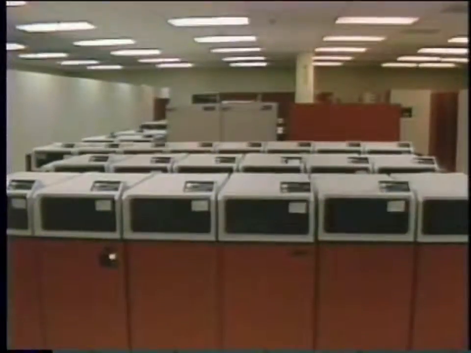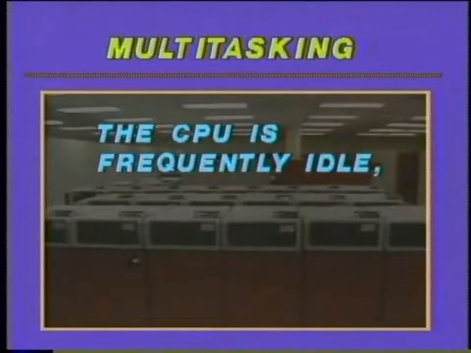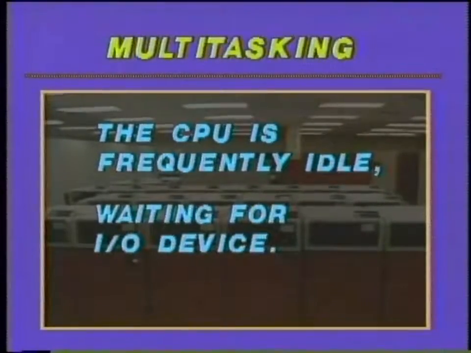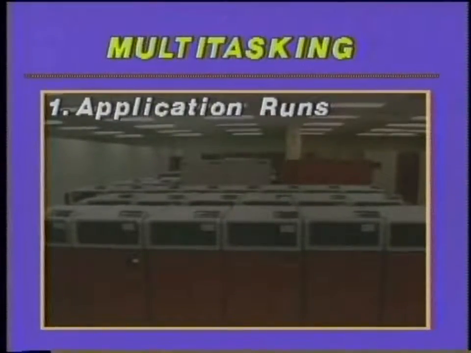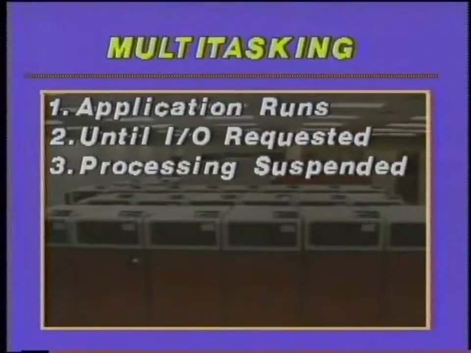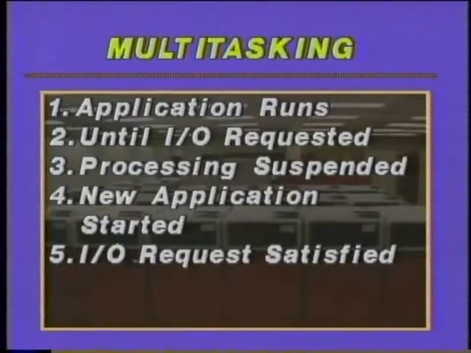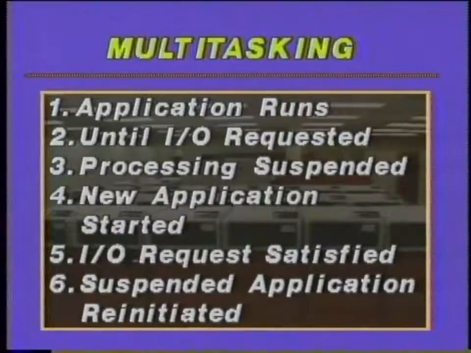Most applications, which use a fair amount of I/O, do not use the CPU efficiently. The CPU is frequently idle, waiting for the application program to get data from a slower I/O device. The operating system accomplishes multitasking by allowing an application program to run until it requests I/O. The operating system then suspends CPU processing for that application and starts another application, which continues until it needs I/O. The operating system will initiate as many applications as are needed to keep the CPU busy. When the I/O requests are satisfied, the operating system will reinitiate a suspended application.